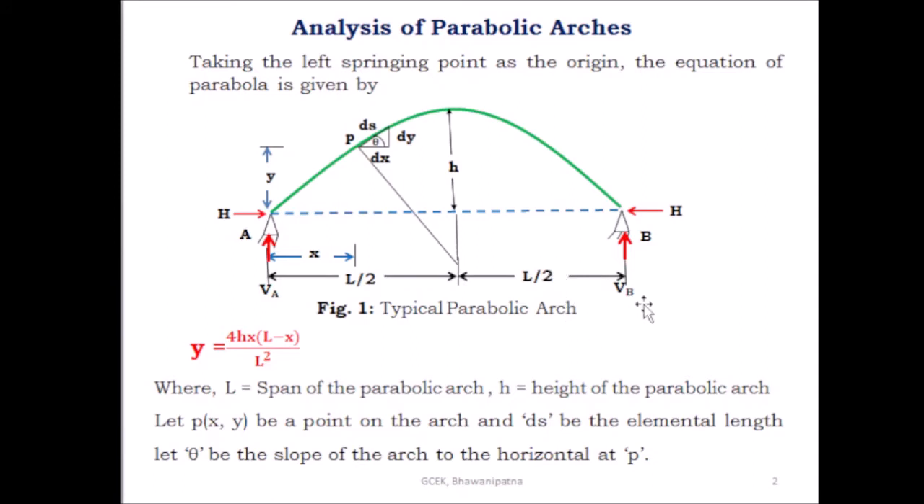So the degree of static indeterminacy is equal to the total number of reaction components minus the number of static equilibrium equations available. So Ds is equal to 4 minus 3, which is equal to 1. So the degree of static indeterminacy of a two-hinged parabolic arch is 1. So this is a statically indeterminate structure to 1 degree.